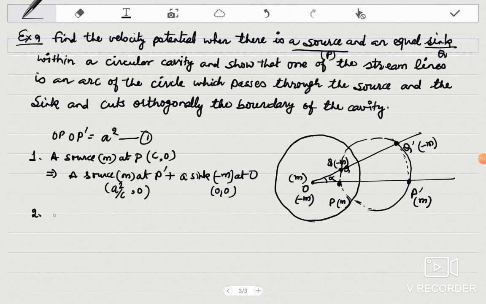Now second, a sink of strength M at Q. So what is the location of Q? At Z is equal to B e raised to the power I alpha, because it is making an angle alpha with the x-axis. So OQ will have some distance and it is inclined at some angle, so Z will be B e raised to the power I alpha.